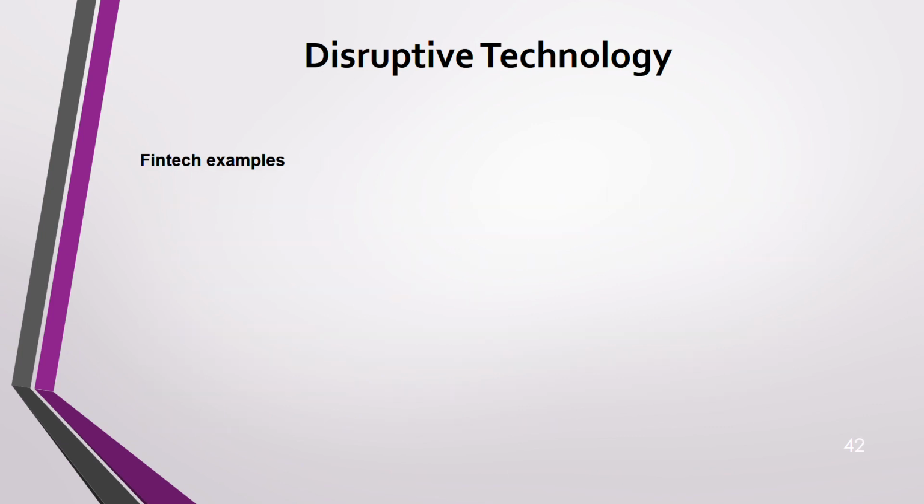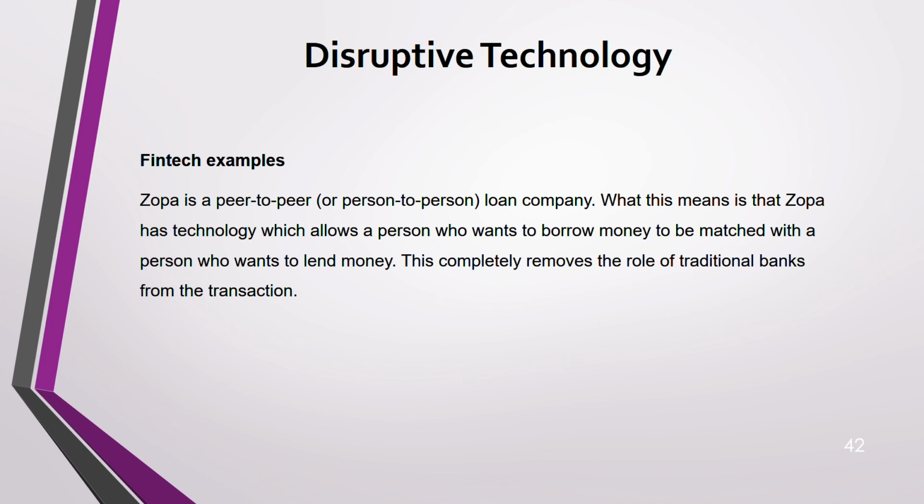That means if you want to be a disruptive technology in the future, you need to come up with something great, not small, very great. Entirely you need to change the system. Okay. Fintech examples. One example is fintech. This is in the financial sector. Zopa. What is Zopa? Zopa is a peer-to-peer, or you can say person-to-person, loan company. That means Zopa uses technology that allows a person to borrow money. If they want to borrow money, they will match this person to another person who wants to lend money. All this is done electronically only. So no longer do you have to go to the bank and borrow. You can borrow from a person only. Zopa just matches the borrower with the lender.